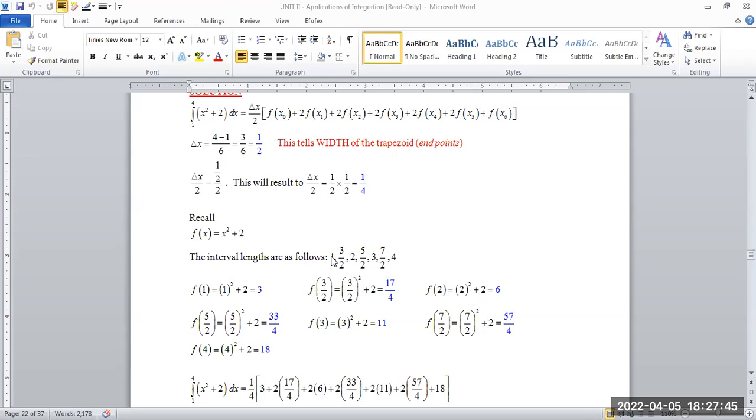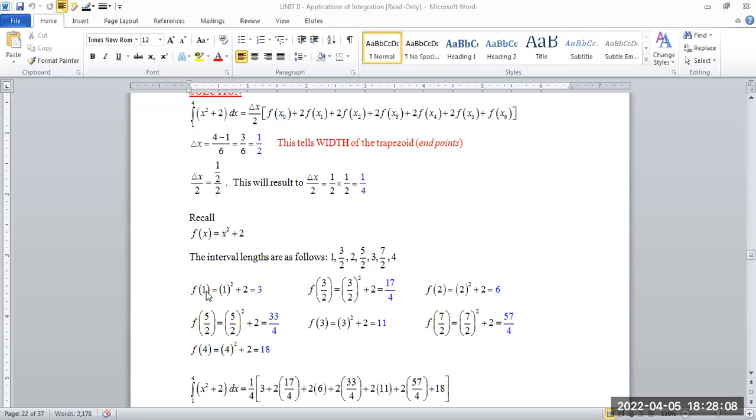Remember, 7 of them are supposed to have 1, 2, 3, 4, 5, 6, 7. So each ordinal will be substituted into the original function, evaluated, and then I'm going to work it out. But before I work it out, there's something special that you must know.